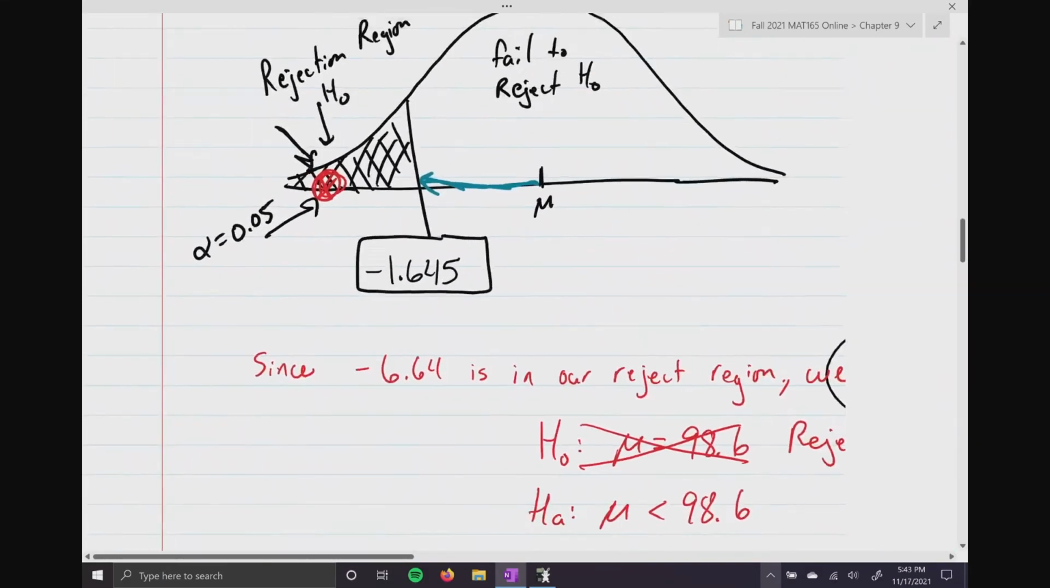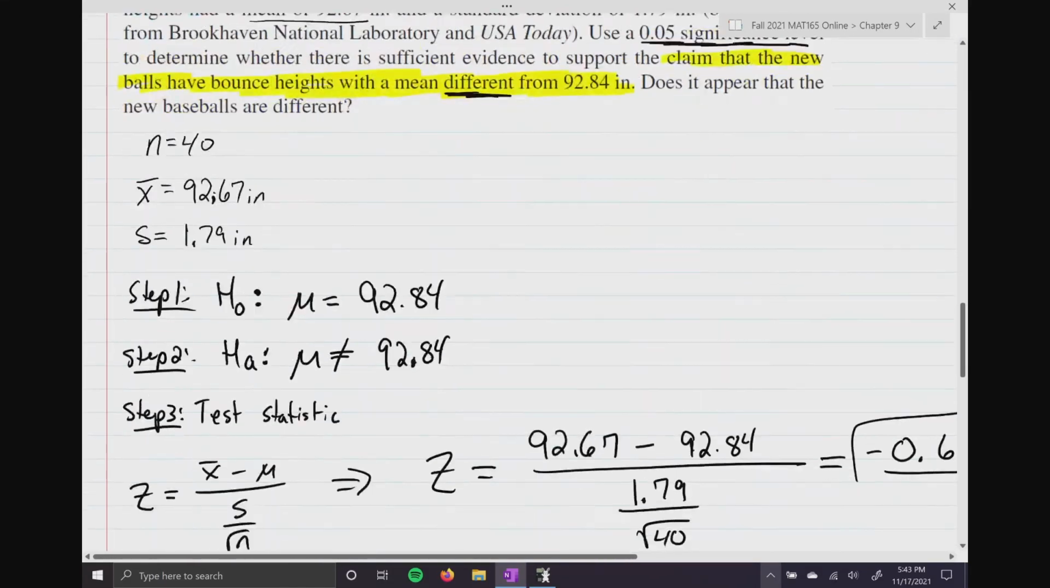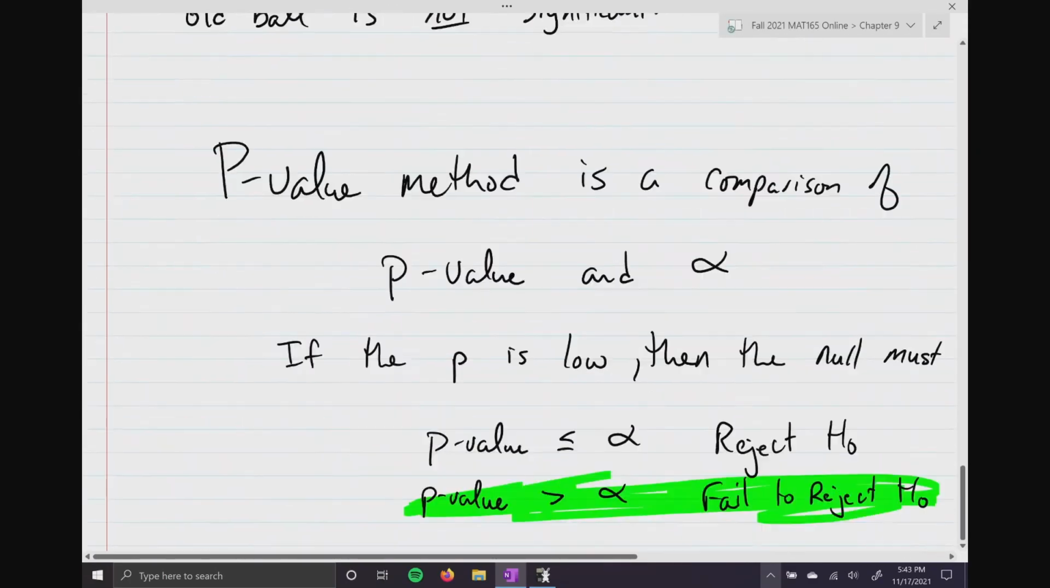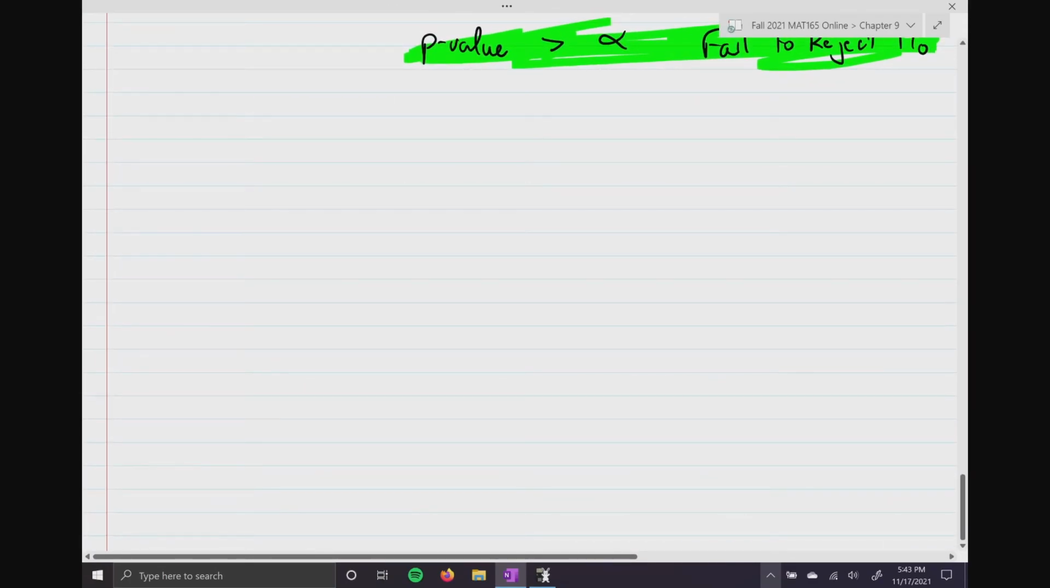So I want to go ahead and do just one more problem. So give me a second here. I'm going to copy and paste it. And I'm going to do it the same way. I'll do it the classical approach, and then I'll show you the p-value method.